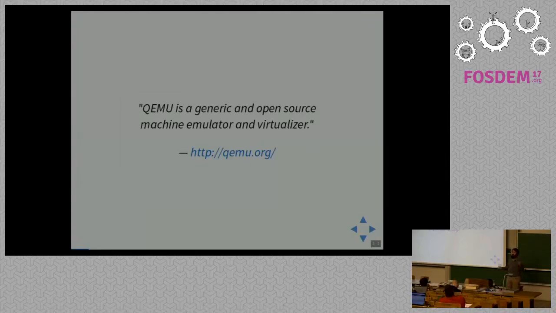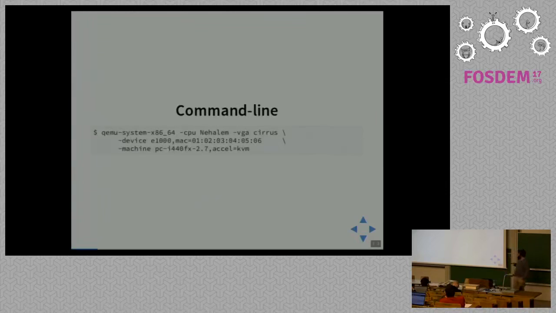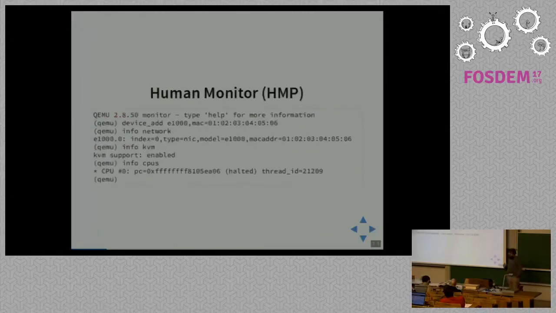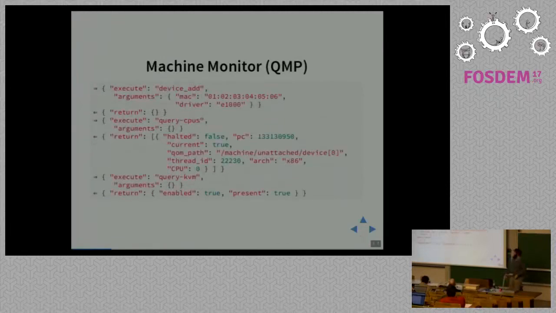What QEMU does is described on its website as a generic open source machine emulator and virtualizer. It's also a very important component when you're using KVM and Xen virtual machines. QEMU has multiple interfaces to interact with the outside world. The main ones are the command line, config files. It has the human monitor protocol, which is a command line interface to control QEMU after it has started. And QMP, the QEMU monitor protocol, which is a machine-friendly protocol based on JSON to communicate with QEMU. These are the external interfaces it has.